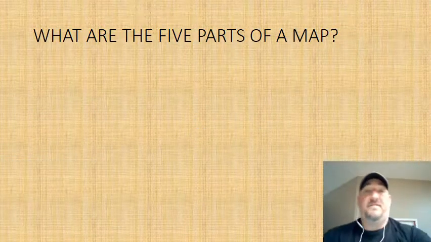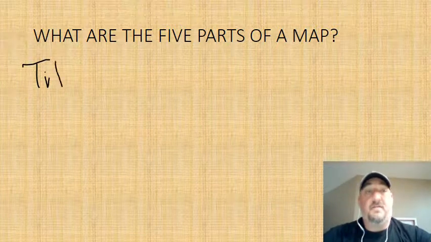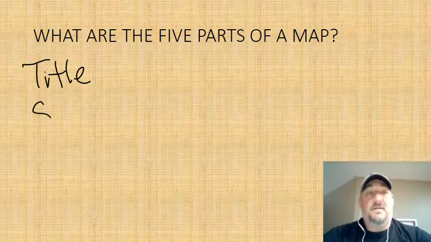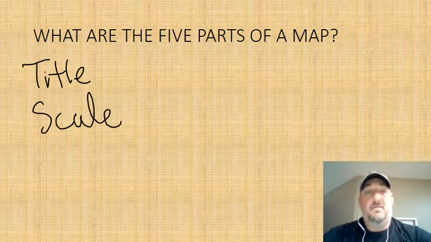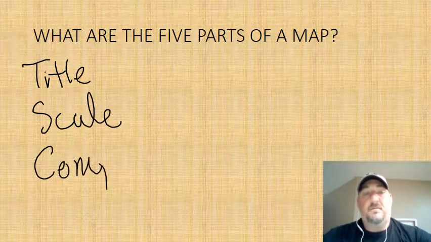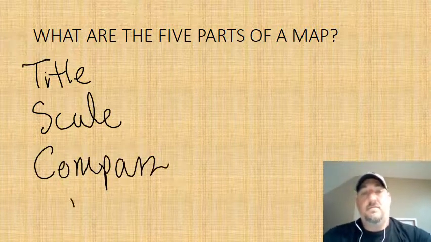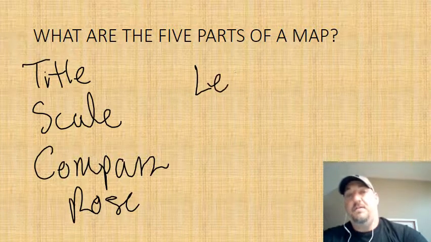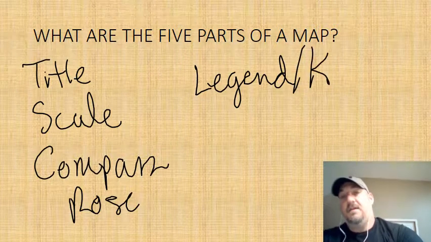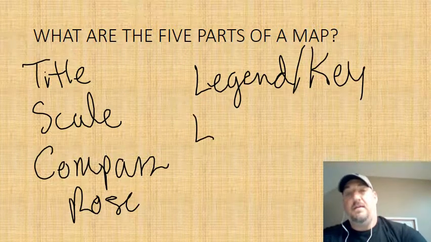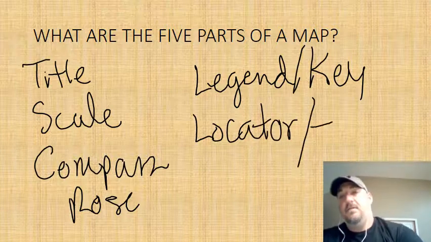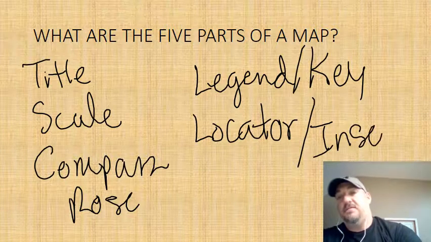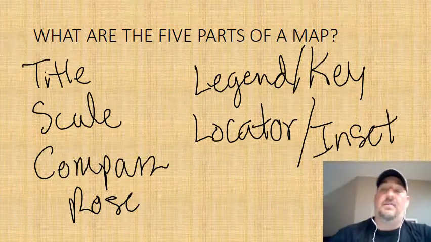What are the 5 parts of the map then, to review? We have title, scale, compass rose, legend, or key is another word for that, and then locator. Inset is also a term that you can use there. Locator and inset map.